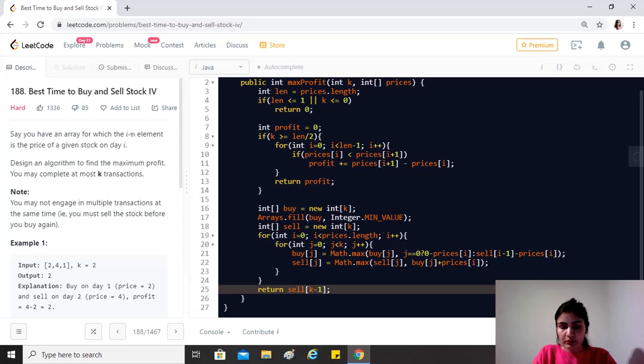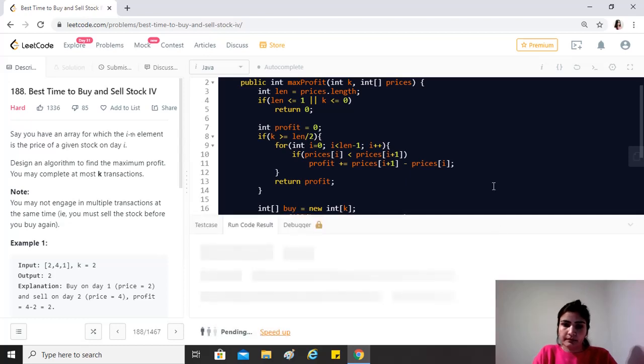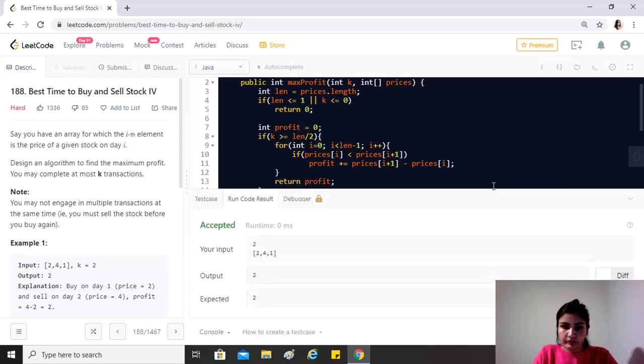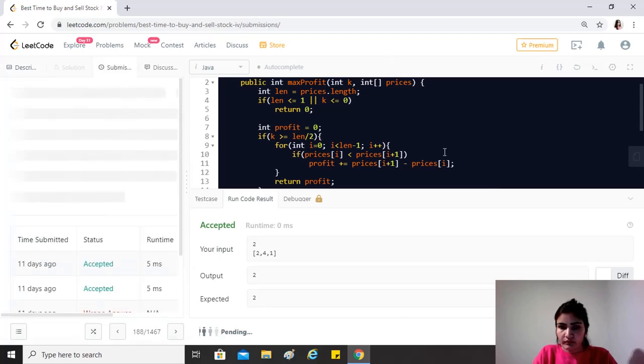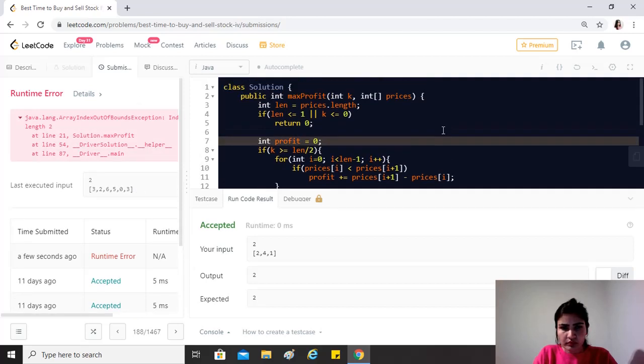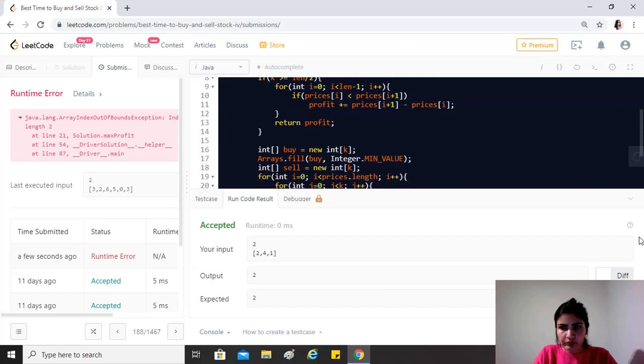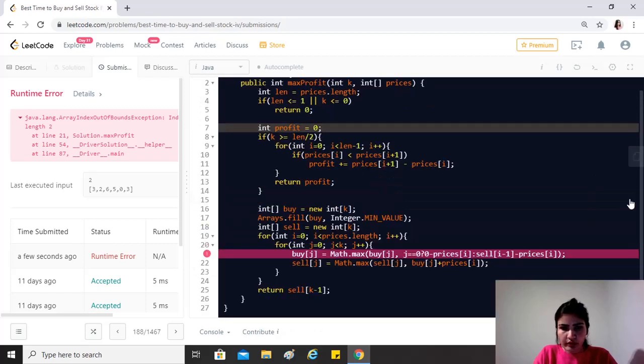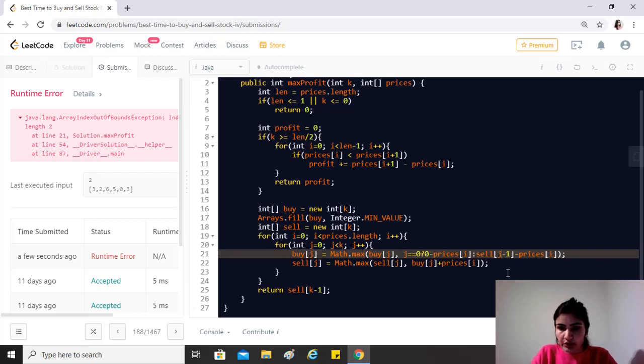So let's see if that works. Yeah, that works. We kind of missed a condition here somewhere. Oh, yeah, sorry. It has to be j minus 1 because we're dealing with j's, right? Yep.